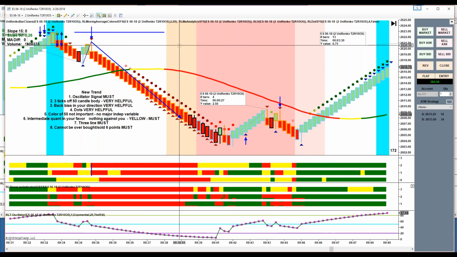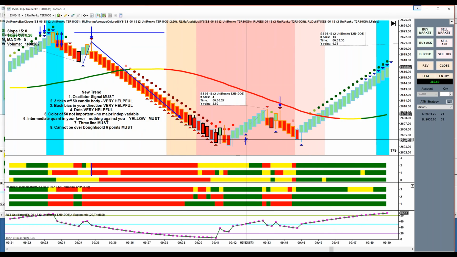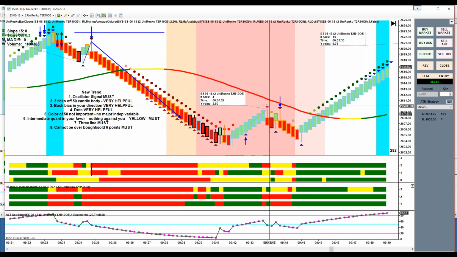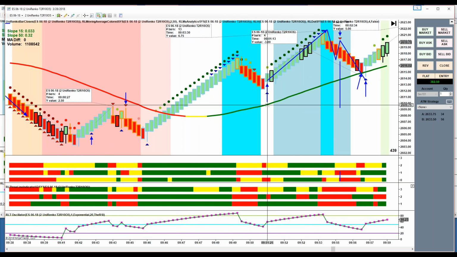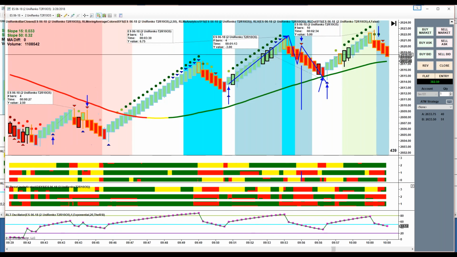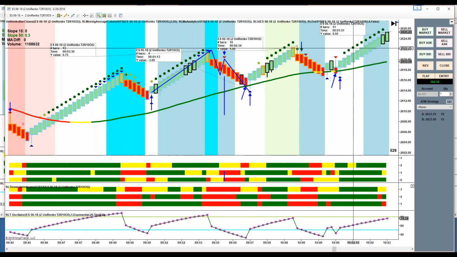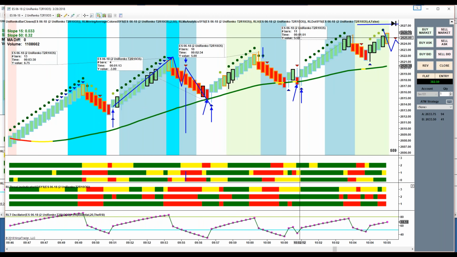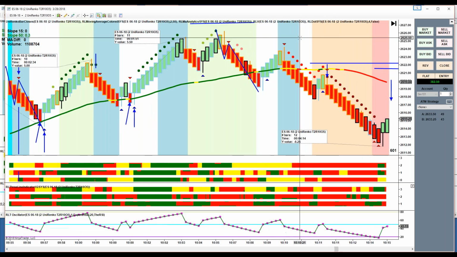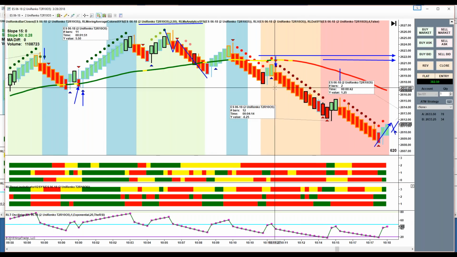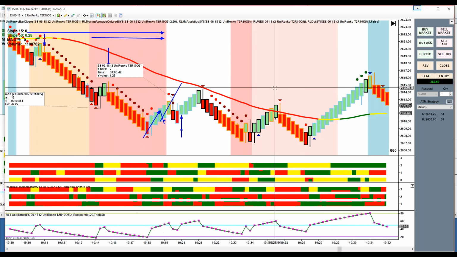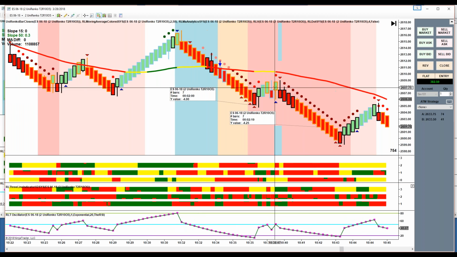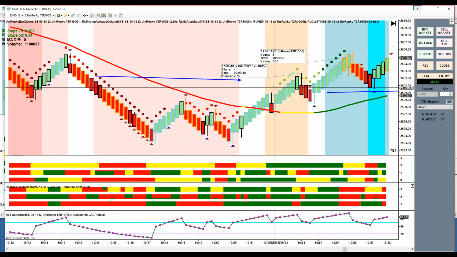I'm trying to remember. I took the second trade. This is a counter trend trade with an oscillator signal. I made 2.5 points. I missed this short. I took this long trade. I made 3 points. I took this long trade. I made 5 points. And I took this long trade and I made 5.5 points. I took this one, I made 6.25 points. And that was the end. And that took care of all the losers. And then we were done.